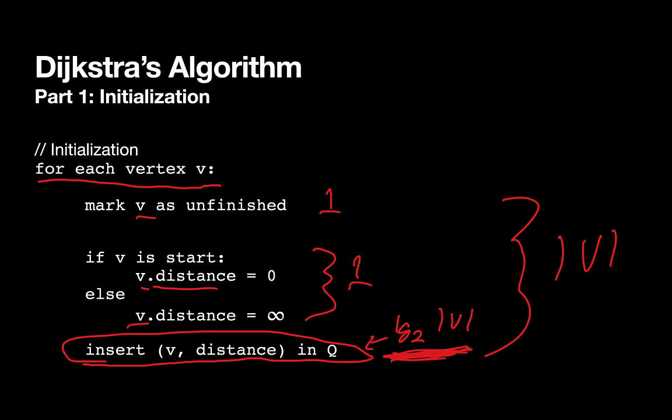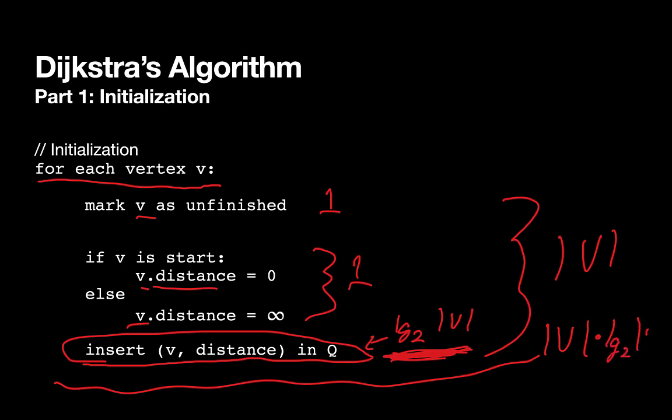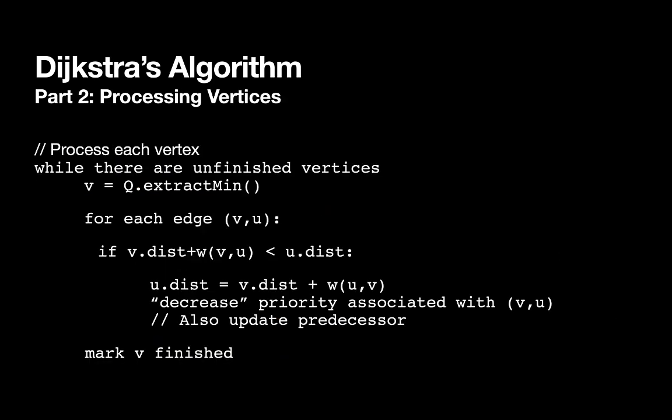Okay, so all of this in total, we could kind of summarize to be the number of vertices, our loop, times log base 2 of the number of vertices. Okay, so that's kind of our initialization.